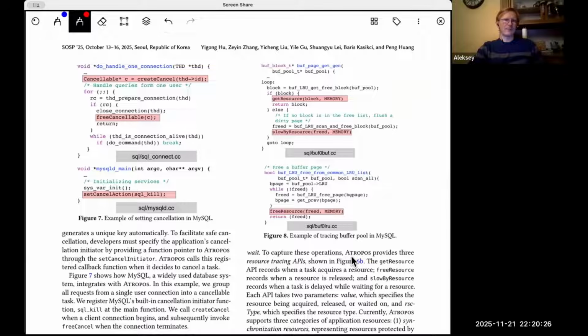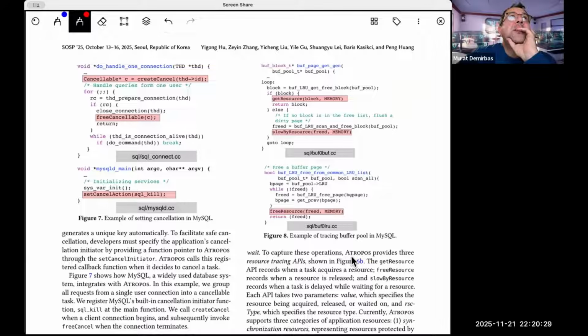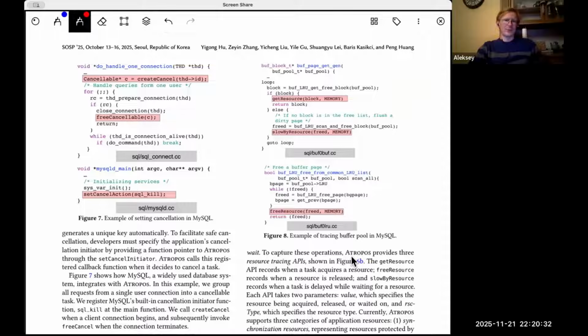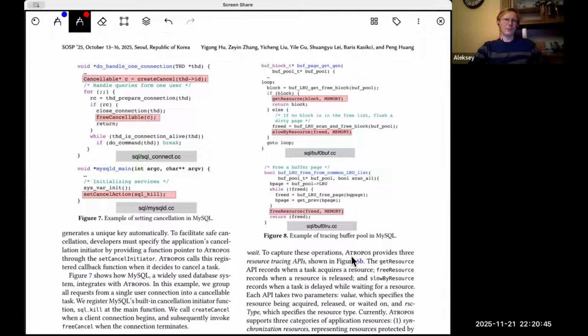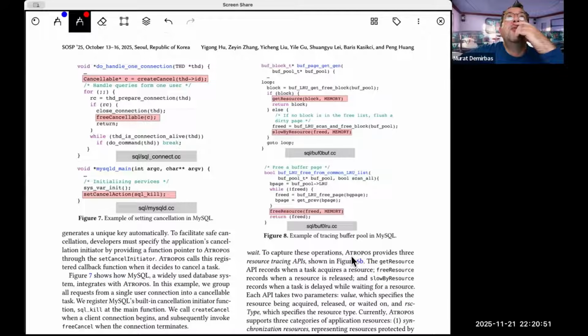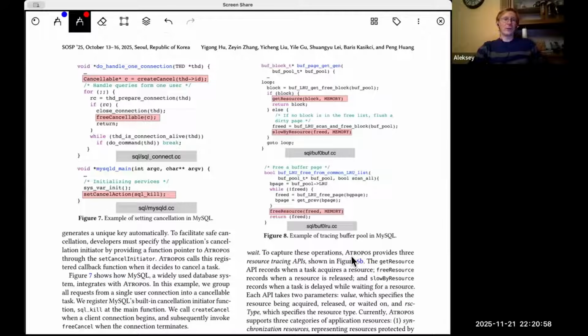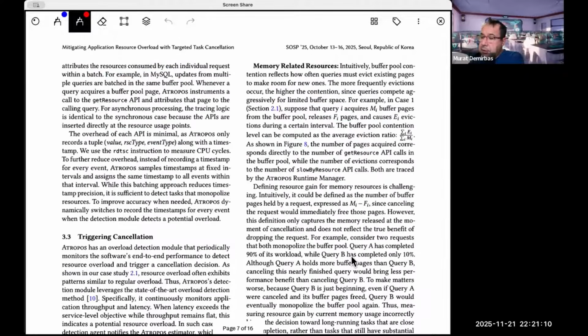Great, cancel, free cancelable C. Set cancel action. Where do they kill it? I think that's later, the killing, 3.6, and tracking the resources is figure 8. Oh, I thought for killing you call the initiator task. So figure 7 is setting the cancellation, right? It's set cancel action, SQL kill. That's the cancel action. And figure 8 is tracing buffer pool. Not figure 8 is get resource, right? The killing will come later, I think.